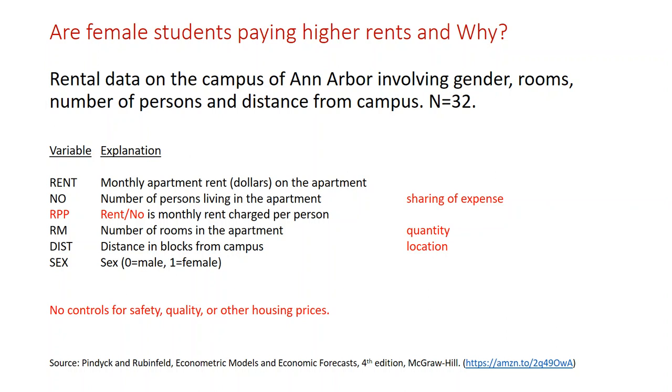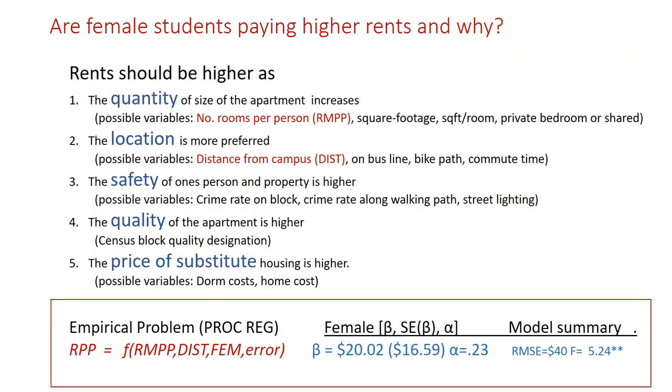There's no control for safety, no control for quality, no control for other housing prices, and possibly not really great measures of quantity and location, but at least we have something there that we can use. So rent should be higher as the quantity of size of the apartment increases. So the possible variable here is number of rooms per person, but we don't have square footage. We don't have square foot per room. We don't have whether you can have a private bedroom or whether it is shared. We don't have this information.